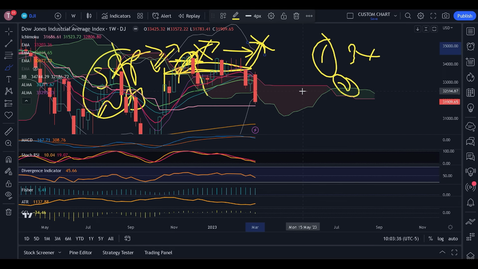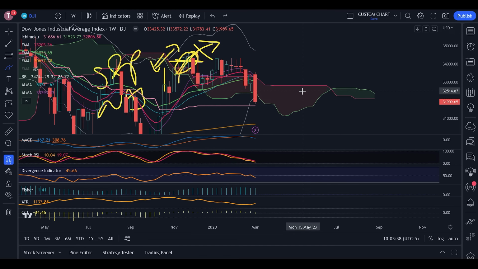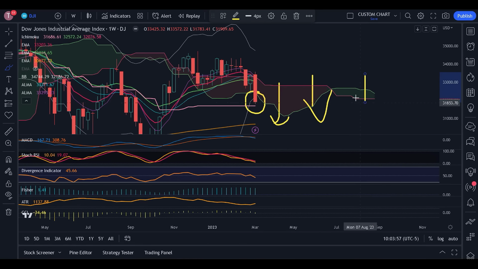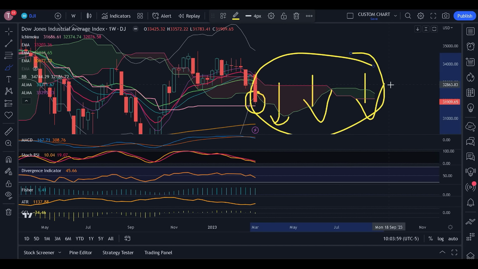Now what I was discussing is that after many months, finally on the weekly chart, the Dow Jones has closed below the Ichimoku cloud. This is a significant change. It has closed below the Ichimoku cloud and it is bearish. Now the Dow Jones is bearish, the S&P 500 is bearish, the Nasdaq is bearish. All of the indices are bearish, meaning absolute bearishness in the entire stock market. Any bullish reversal will be limited, but there will be unlimited bearish movement.